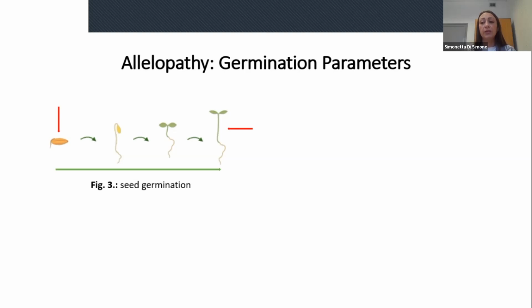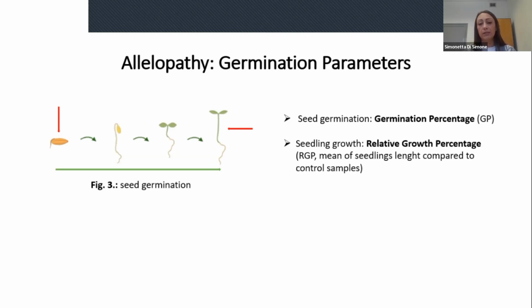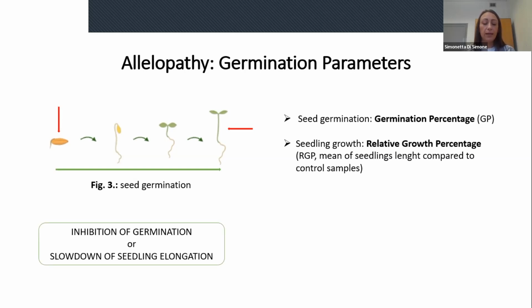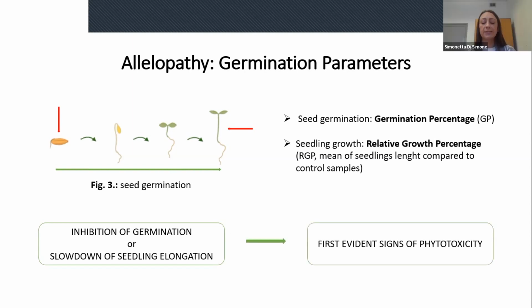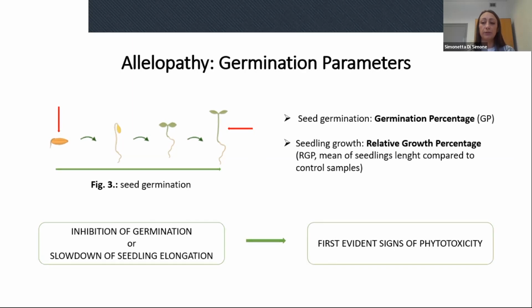So the two germination parameters we analyze in an allelopathy assay are the seed germination expressed as germination percentage and the seedling growth expressed as relative growth percentage. That is the mean of seedlings length compared to a control sample. So an inhibition of germination or a slowdown of seedling elongation are considered as first evident signs of phytotoxicity.